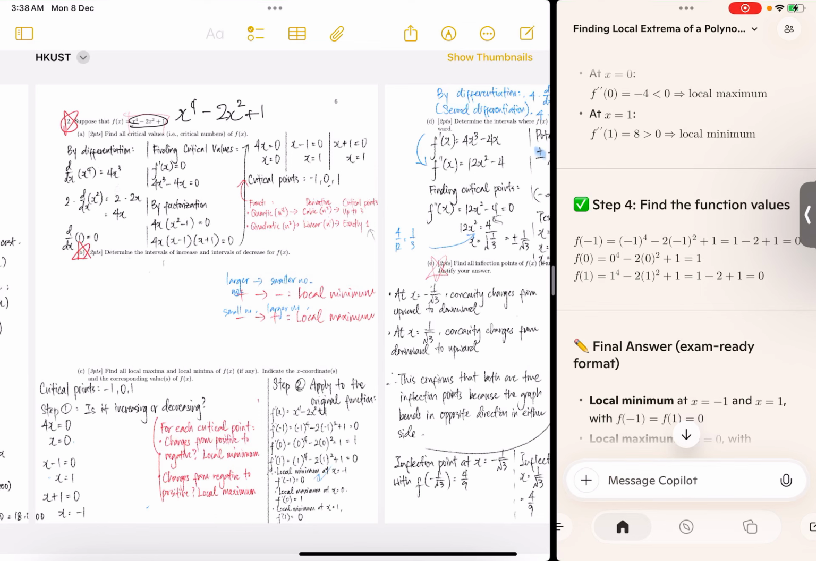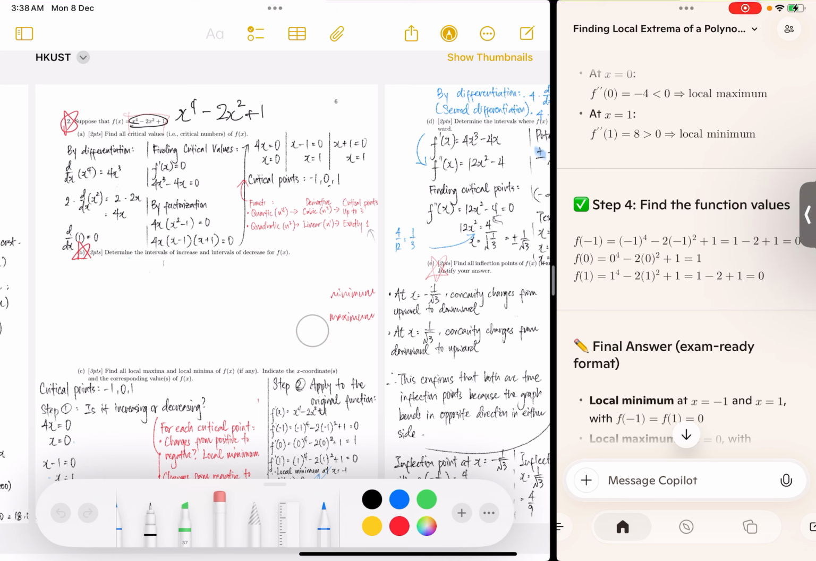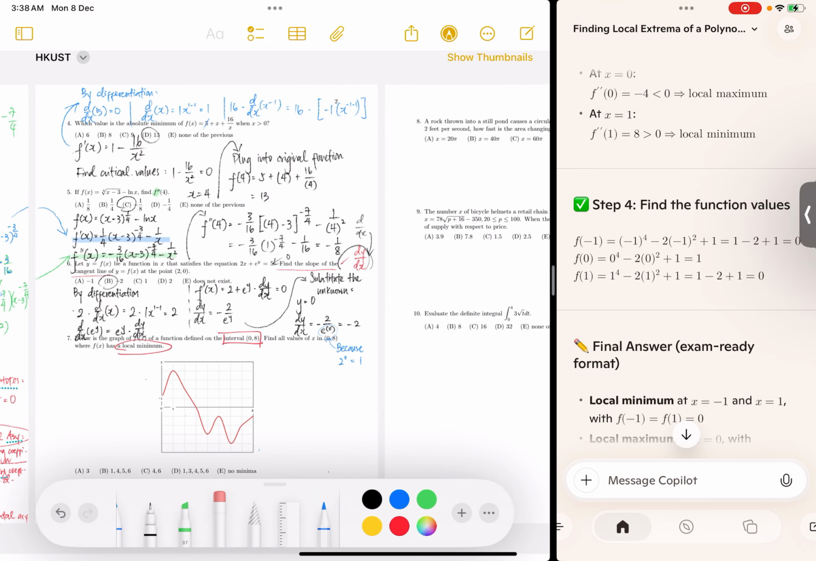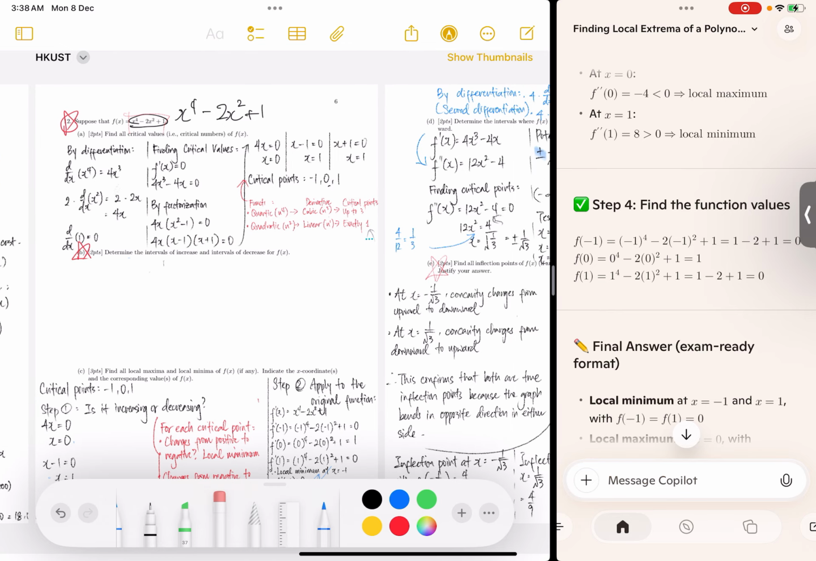Okay, before anything else, I'd like to patch up something in 12C. Copilot made it really difficult for me to understand it, but now I'm able to patch it up because of this question right here, question 7. So let's patch it up.